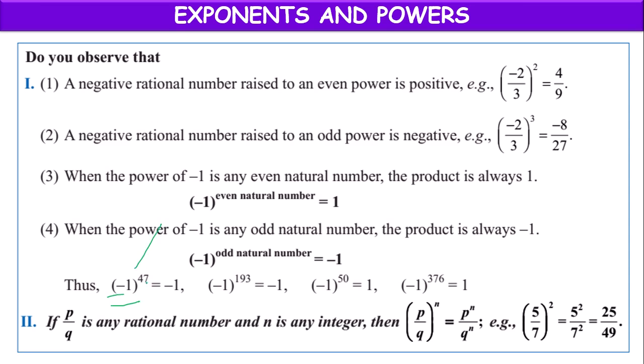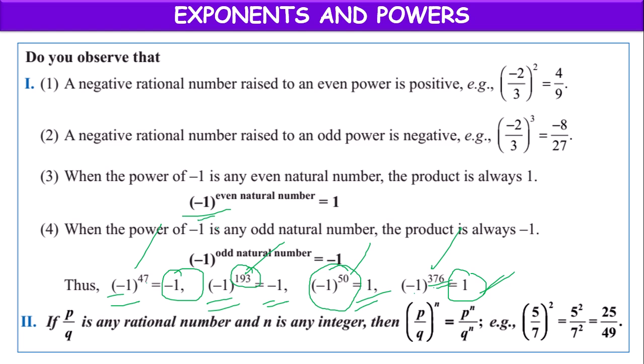So (-1) whole power 47 you can take, but the answer is -1. No need to calculate. (-1) whole power 193, odd number, -1. (-1) whole power 50, even number, answer +1. (-1) whole power 376, even number, answer +1. Like that for -1, if the power is an even natural number, then the value is 1. If the power is an odd natural number, the value is -1. For positive one, the power may be even or odd, but its value is always equal to 1.